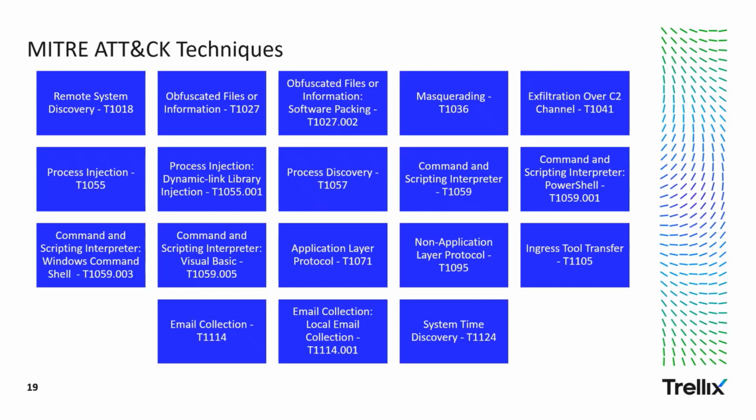Here, an adversary may gather the system time and/or time zone from a local or remote system. The system time is set and stored by the Windows time service within a domain to maintain time synchronization between systems and services in an enterprise network.